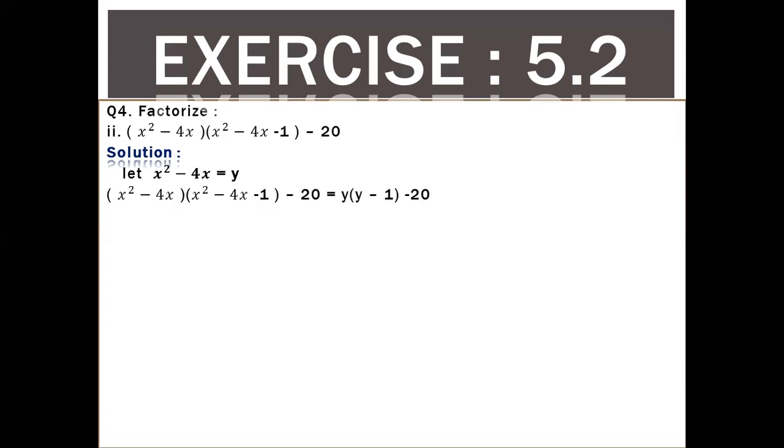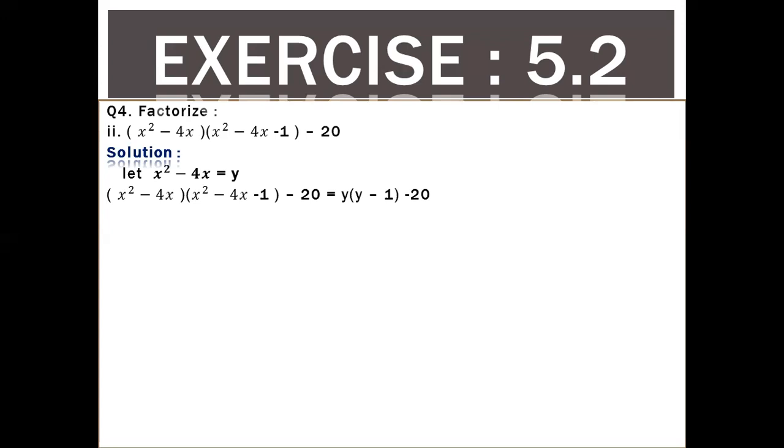Any variable you can take, as t, u, v, any variable. I take here x² − 4x equal to y. So instead of x² − 4x, you put y, and we solve the question with y, and at the end we replace y with x² − 4x.